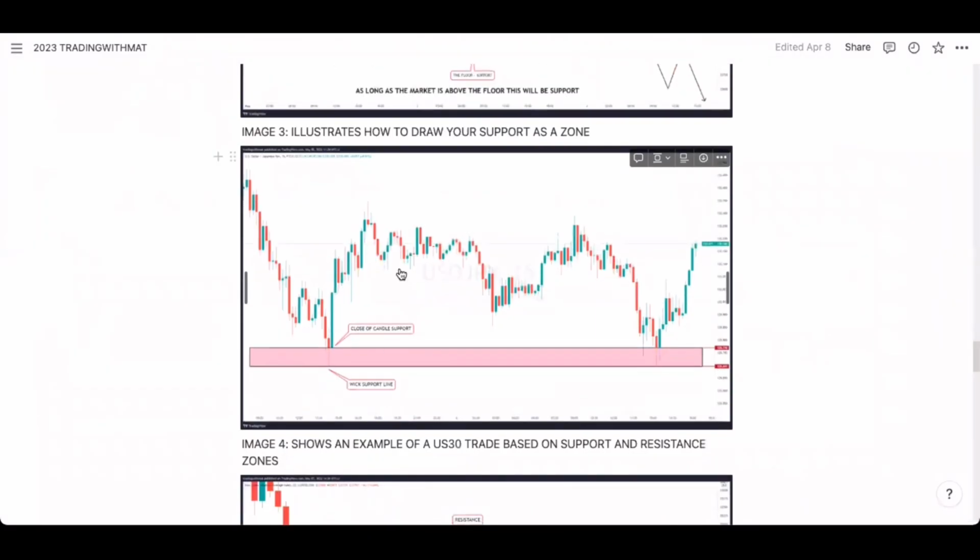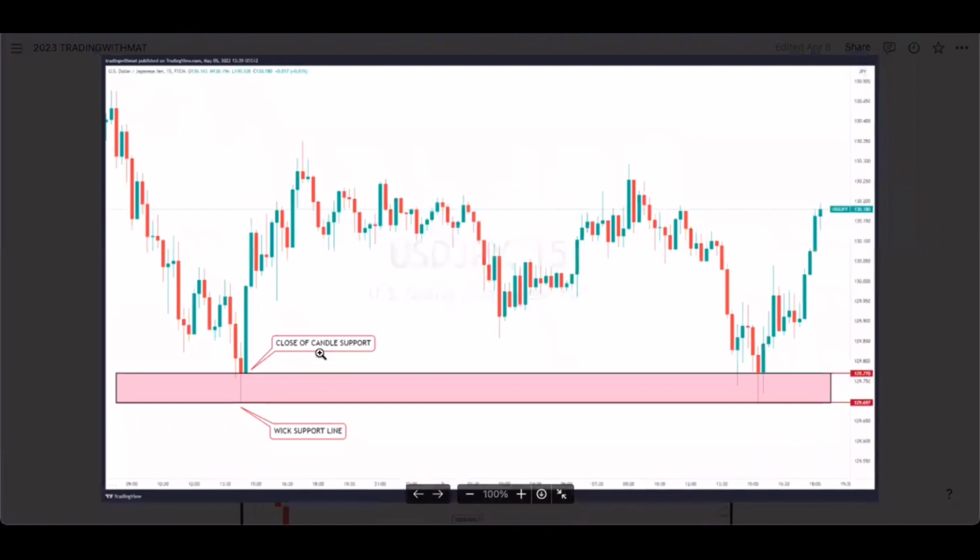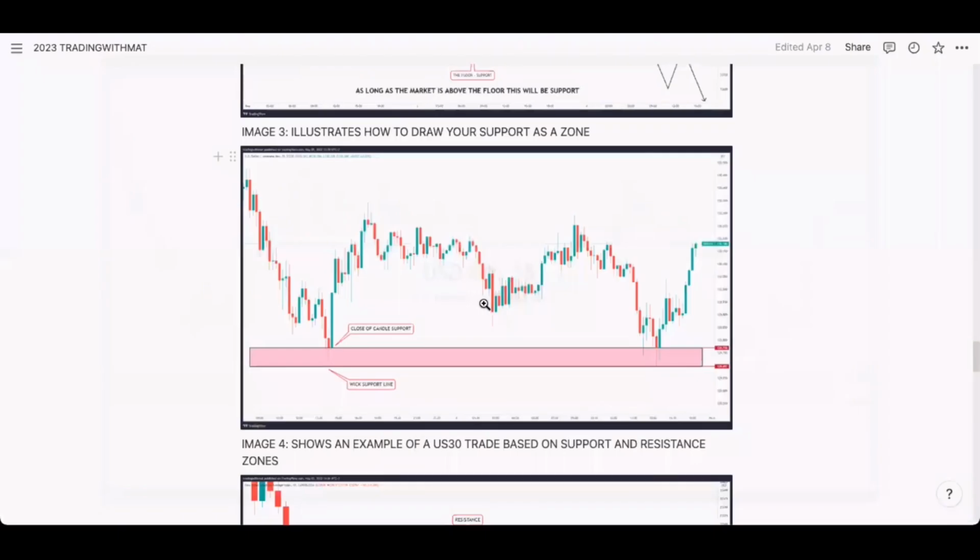Image number 3 illustrates how to draw your support as a zone. We said close of candle line plus wick support line will give you a zone. Look how perfectly, if you had drawn this 1, 2, look how perfectly it matched over here. This is why we don't take any trades inside our zones, because these are wicks. If you see how I draw my past analysis, you will see that if I have a zone, I prefer not to take any trades in that area. I wait for my candlesticks to close above as a reversal candlestick, then I buy, or I wait for my candlestick to close below and create a reversal candlestick, and then that will introduce my sells.